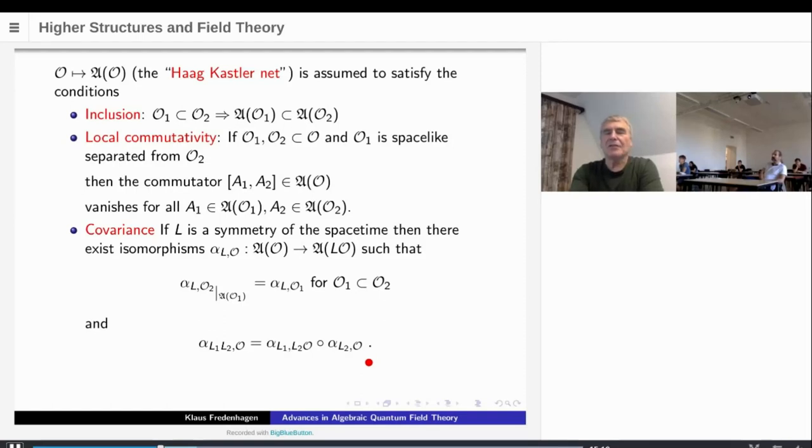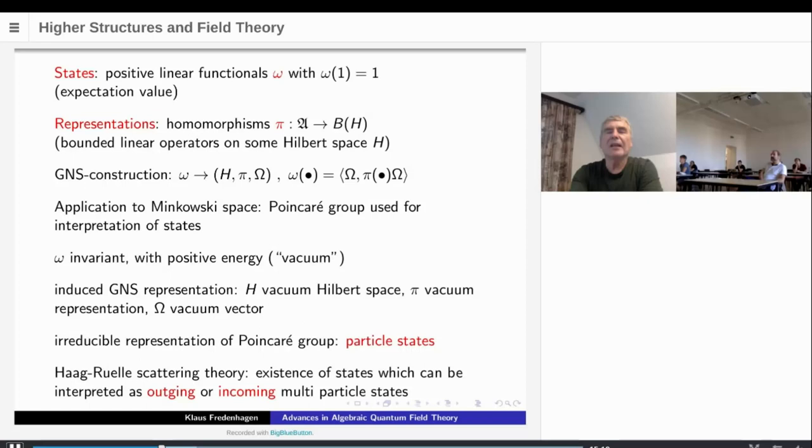Okay, so this is a fairly small set of axioms, and it already has a lot of consequences. Now, what about states? States, in the algebraic sense, are positive linear functionals, typically called omega, and they are normalized in the sense that on the unit they take the value 1. Physically, these functionals correspond to the expectation value of some observable.